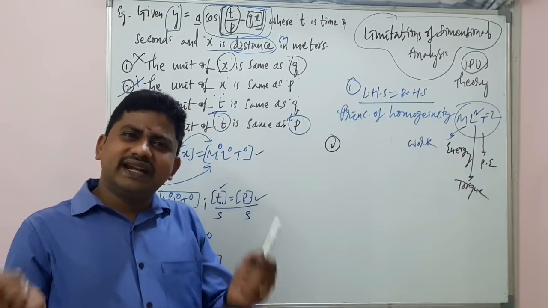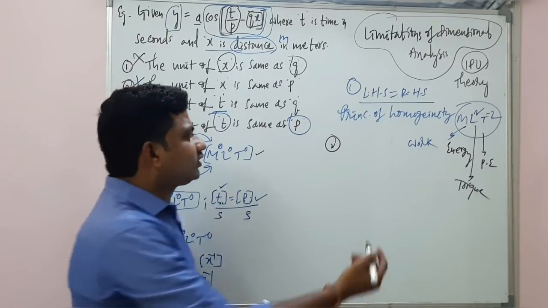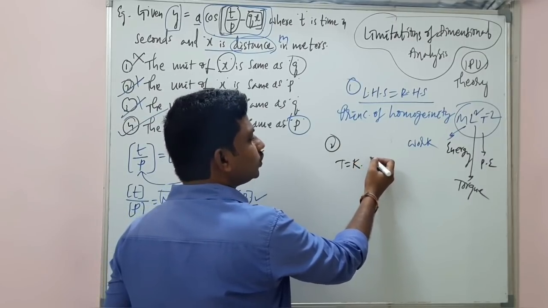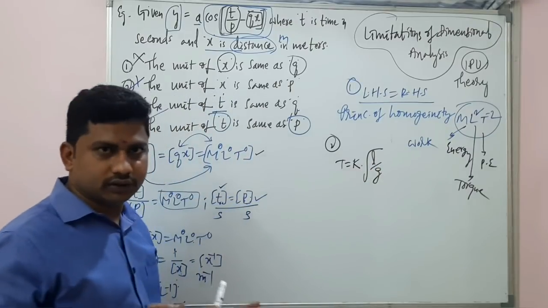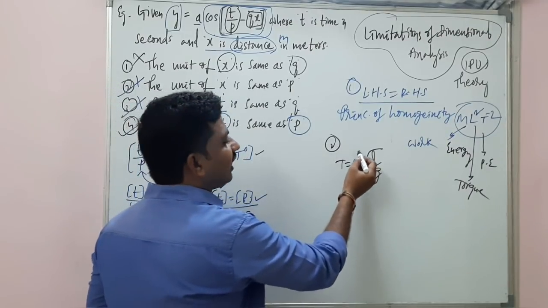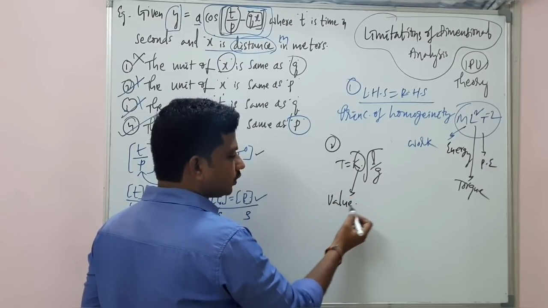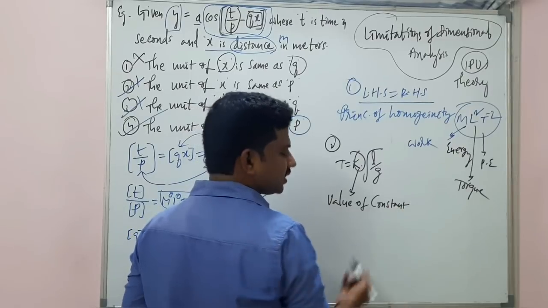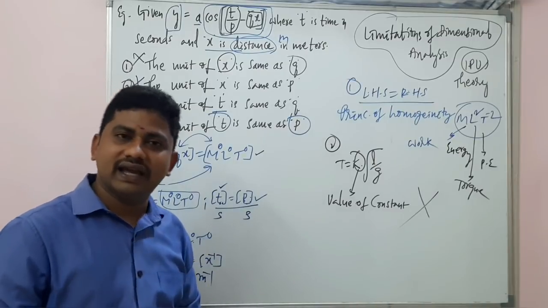By deducing the relation among the physical quantities, we have got some equation. T is equal to some constant k into square root L by g. Right? What is the value of the k? That constant value, how much? We cannot tell by using dimensional analysis.